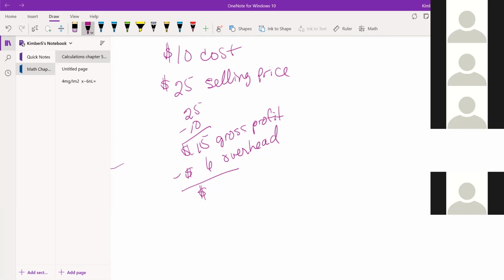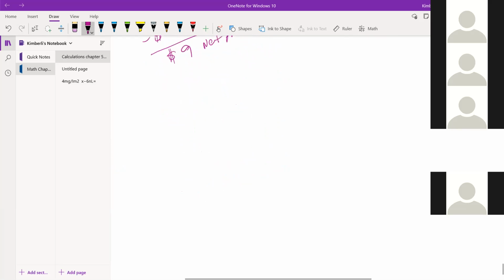$9. Yeah, it's going to be $9 because 15 minus 6 is 9. It's hard to figure out net profit on an item. Usually, you're going to figure out net profit on the whole business. So you're going to look at all the t-shirts you sold in an entire month, then subtract your month's expenses to get your net profit for the entire month.